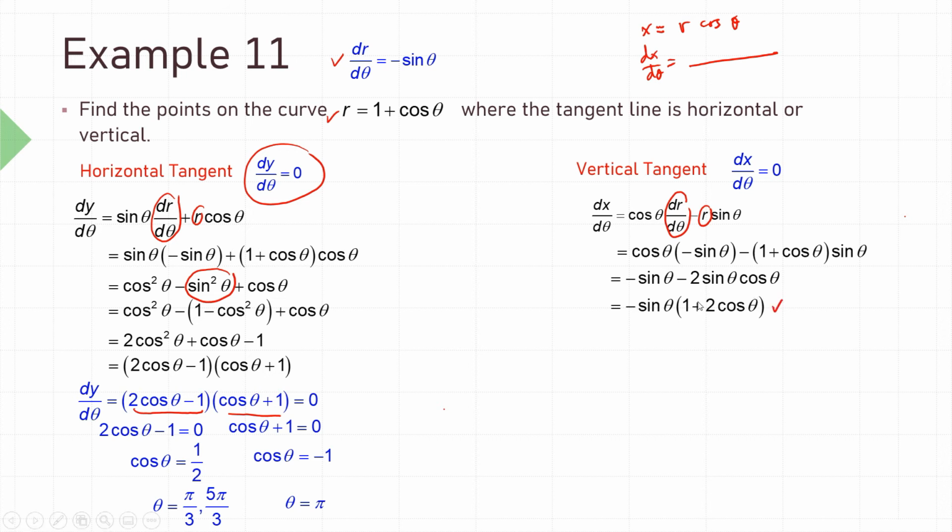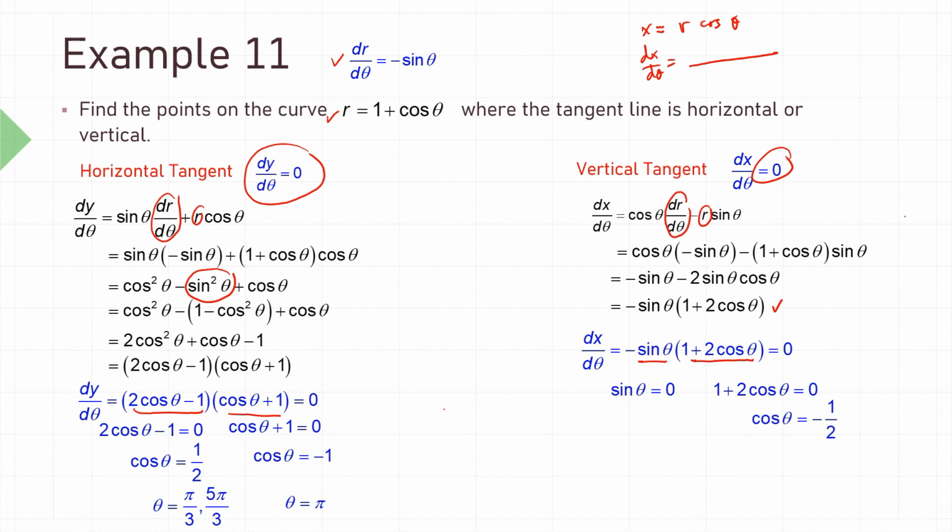Now we want to let this equal to 0. So now we have this one equal to 0. You can directly cancel that negative in front here because it is already equal to 0. So we have sine theta equal to 0, and another one, this one also equal to 0. So 1 plus 2 cos theta equal to 0, which can be simplified as cos theta given by -half. Now we want to find the points for theta when sine theta is equal to 0, and also cos theta when it is equal to -half. So sine theta equal to 0, theta we got 0, pi, and 2 pi.